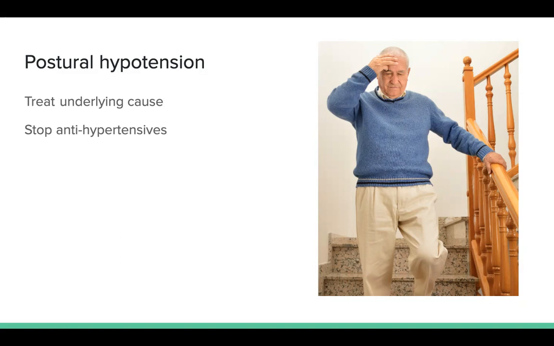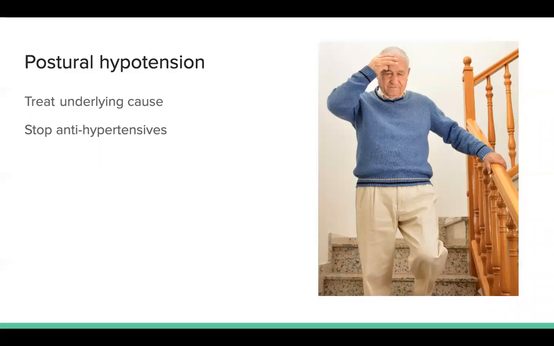The other causes that you need to look out for are peripheral neuropathy, so optimize their diabetic or their glycemic control, check their B12, and perhaps check their other medications like Parkinson's medications. Parkinson's disease and its medications can both cause patients to have hypotension.